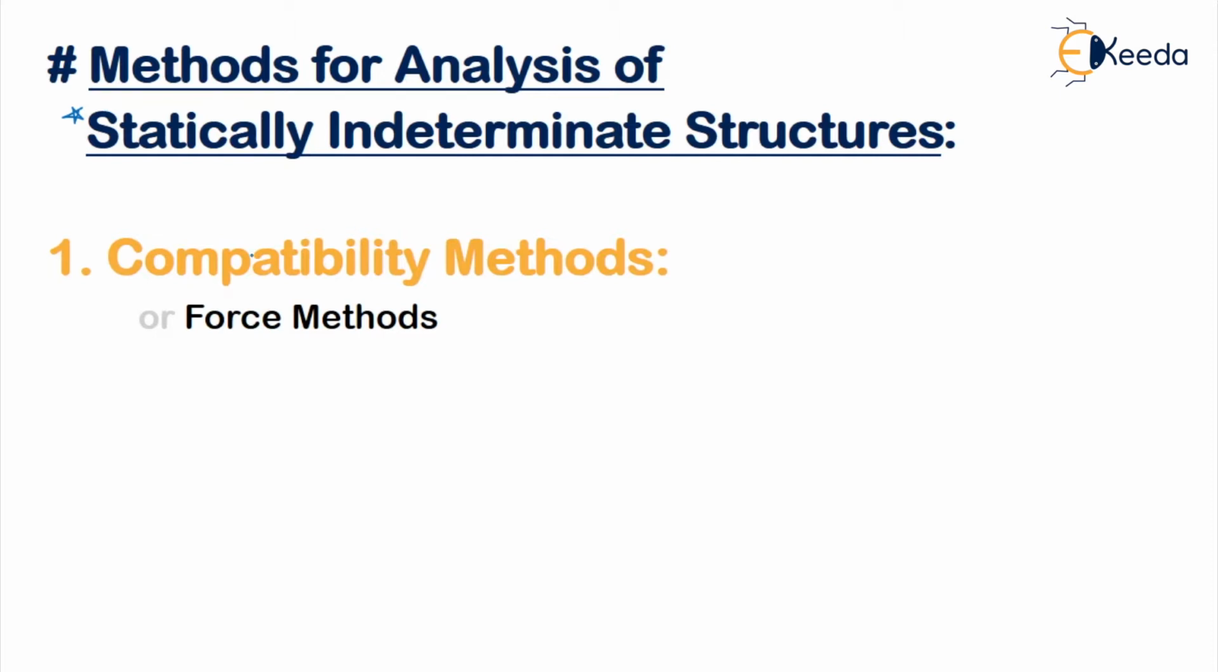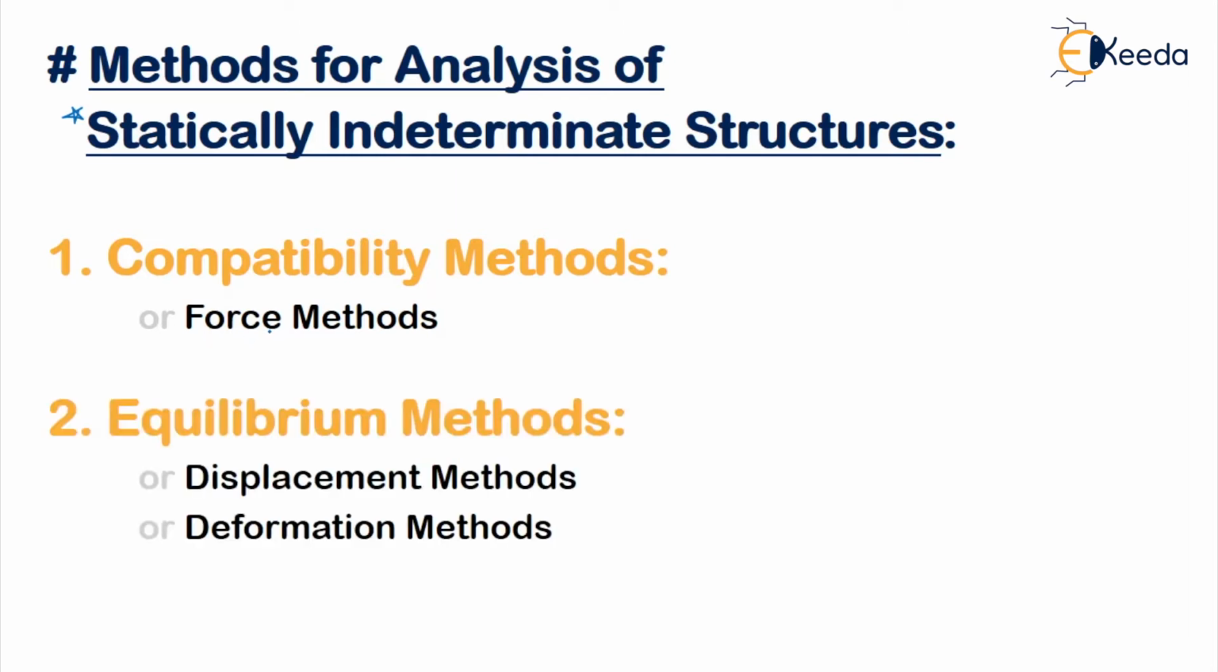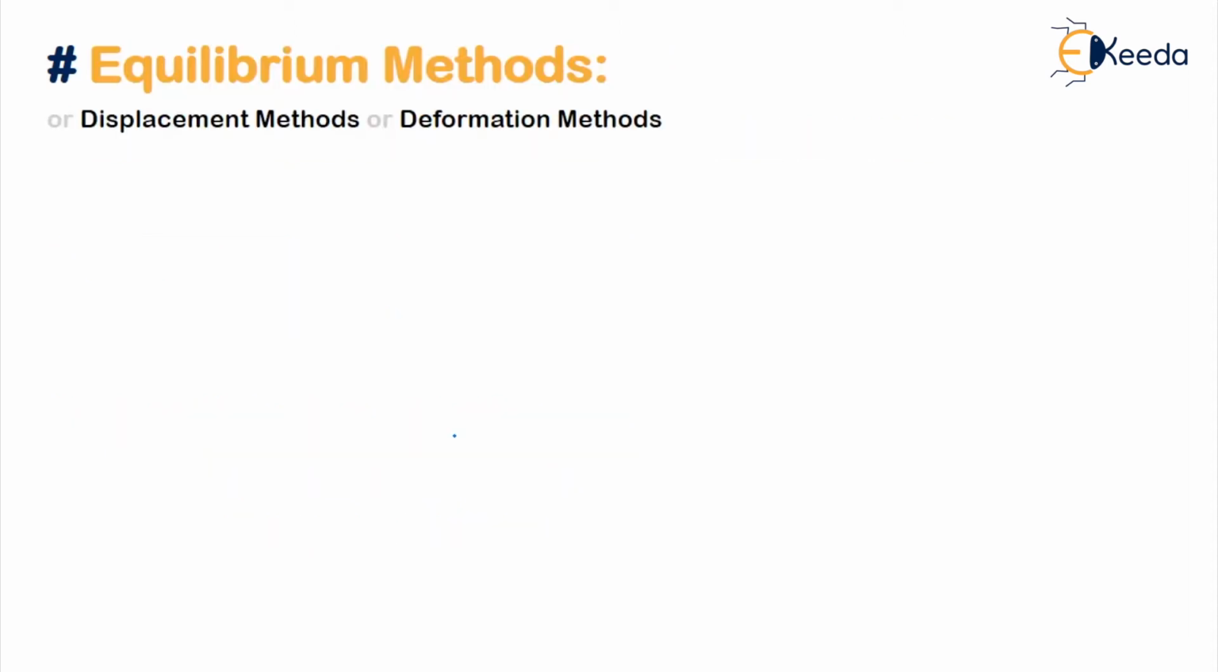Okay. The statically indeterminate structures can be analyzed using two methods. One is the compatibility method, also called the force method, and the second one is the equilibrium method, also called the displacement method or deformation method. So how many methods are there for analysis of statically indeterminate structure? Two methods. First one is compatibility method, the second one is equilibrium method. Now let's see one by one how many compatibility methods are there and what they are, and also how many equilibrium methods are there and what they are. Okay, so first let's start with equilibrium methods.